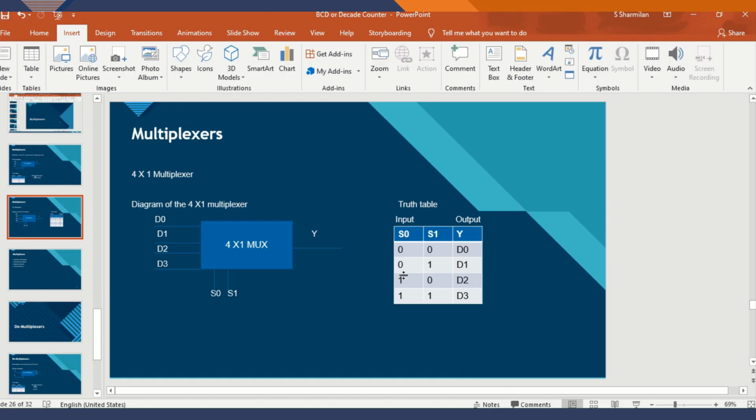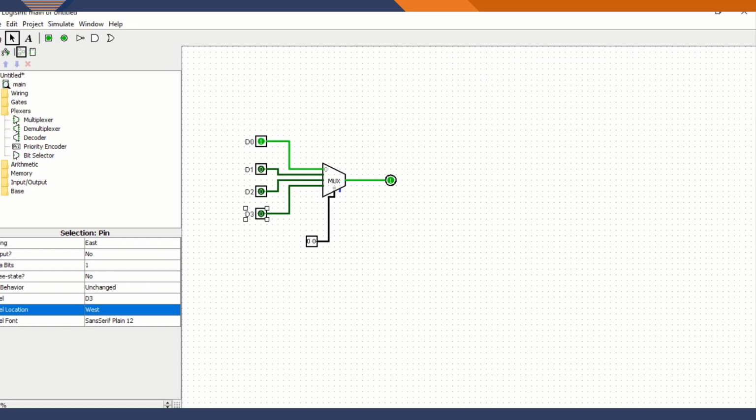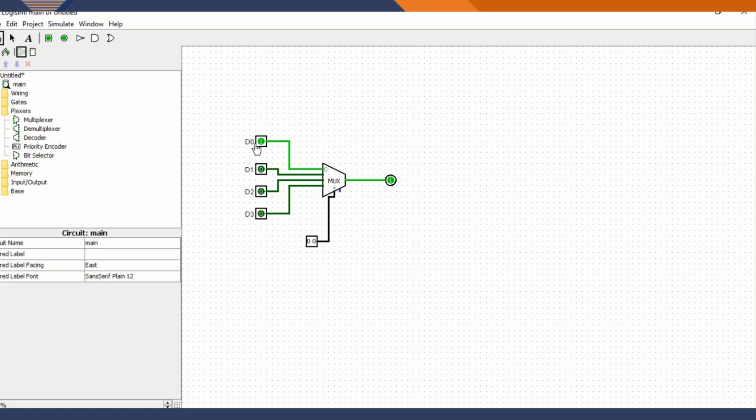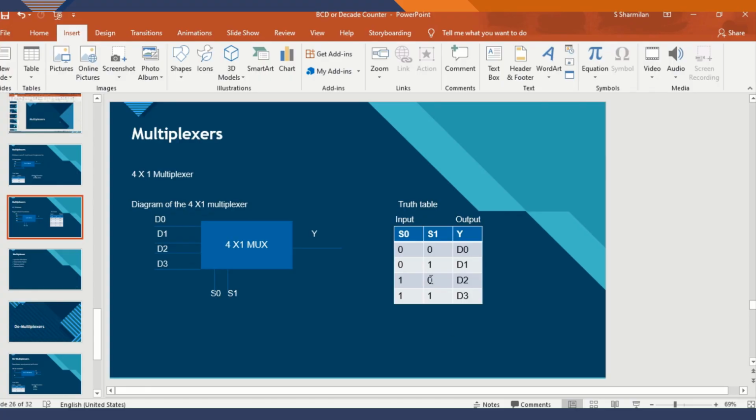Here S1 equals 0, S0 equals 0. My output Y equals D0. That means here S0 equals 0, S1 equals 0, my output Y equals D0. Here D0 equals 1. I am going to change D0 equal 0. See, my output Y equals D0 also. That means D0. Next condition is S0 equal 0, S1 equal 1.